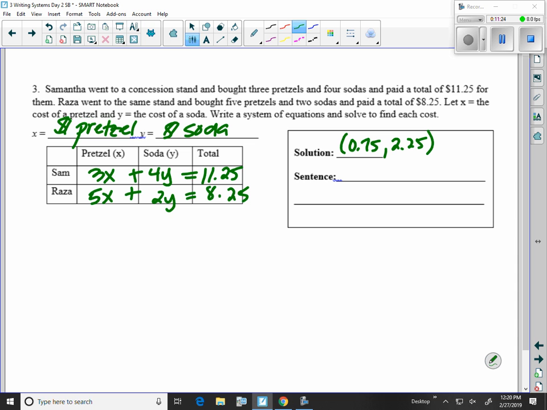All right, who has a sentence? All right, Audrey. It costs 75 cents for a pretzel and $2.25 for a soda. Yes. Pretzels cost 75 cents, and sodas cost $2.25.